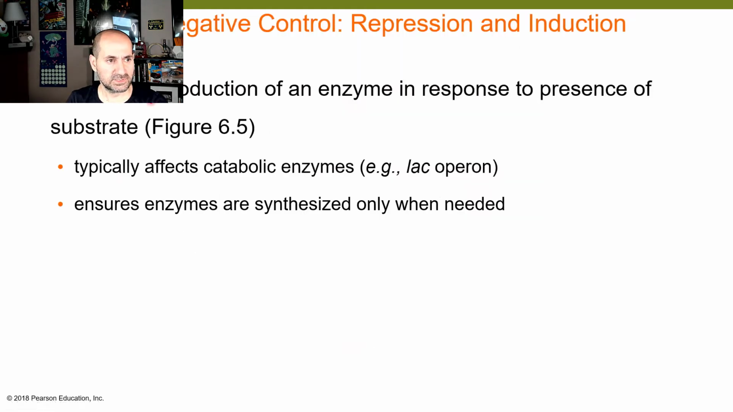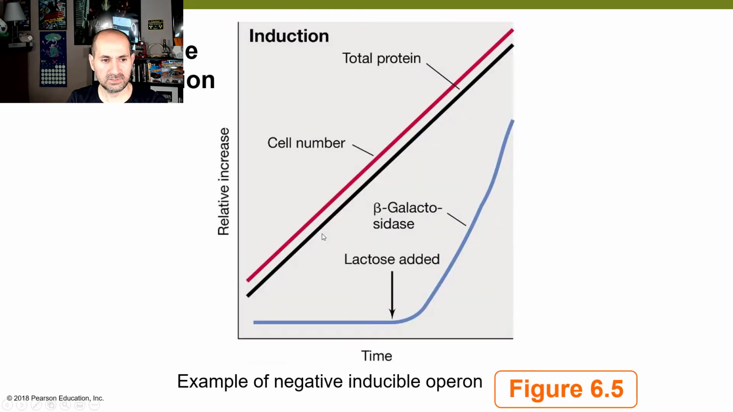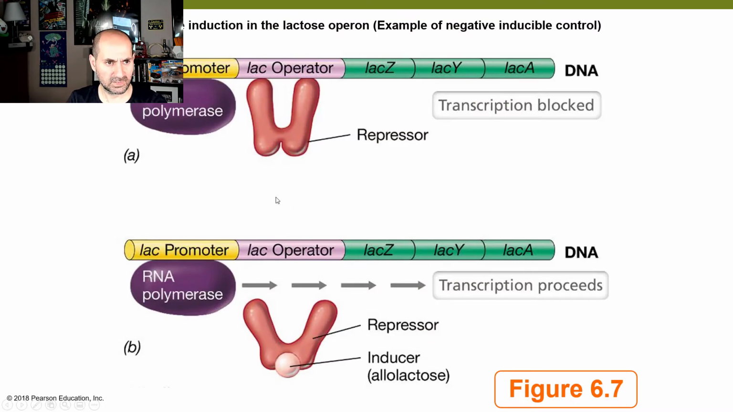So here with induction, usually you have induction with catabolic enzymes. That means enzymes that break stuff down, such as the lac operon, which synthesizes the enzyme beta-galactosidase, which breaks lactose down. Here's the example. Normally that lac operon is off until there is lactose around. Lactose is added, in which case you want to turn on the lac operon, so you're making the enzyme that breaks down the lactose, beta-galactosidase. Here is the example of the lac operon.